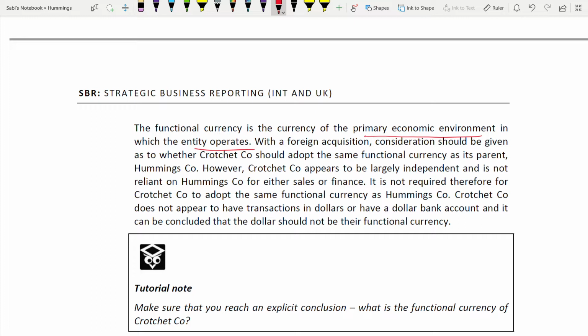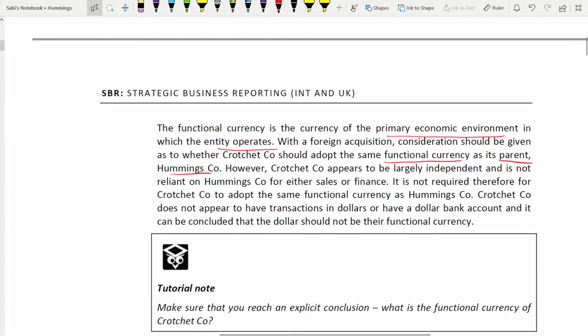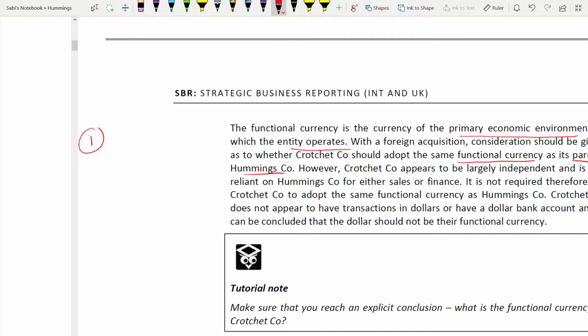Because this is a foreign acquisition, it's a bit harder to decide what the functional currency is. With a foreign acquisition, you have to consider whether you have to adopt the same functional currency as the parent or not. This is the first thing you have to check. So first, definition of FC. FC means functional currency.